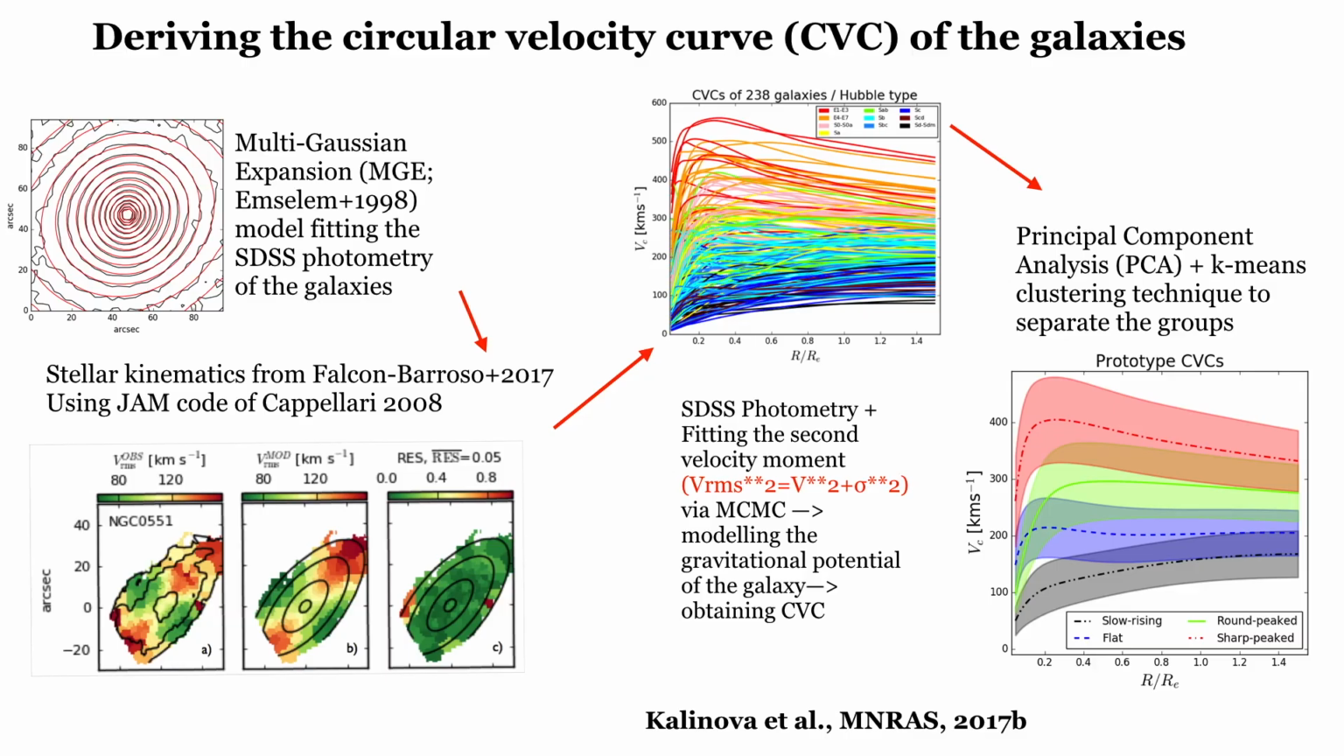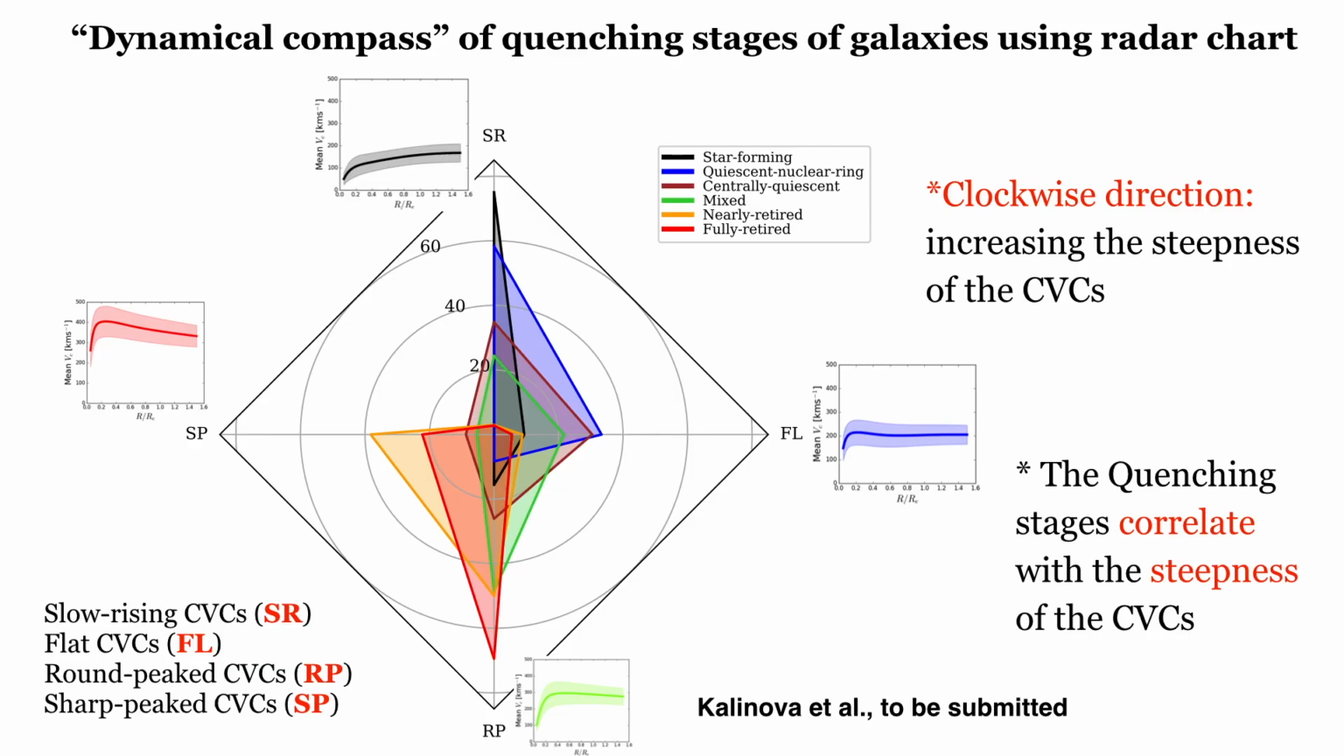To derive the circular velocity curves of our sample that trace the total gravitational potential, we first analyze the SDSS photometry of the galaxies via a multi-Gaussian expansion model and then fit the stellar kinematics using an MCMC optimization method. Later, to classify the 238 CALIFA circular velocity curves by their common features, we use principal component analysis and the K-means clustering technique to define our 4 main groups. This is shown in the figure in the bottom right corner, where the slow-rising circular velocity curves are shown in black color, flat circular velocity curves in blue, round peak circular velocity in green color, and the sharp peak CVC class in red.